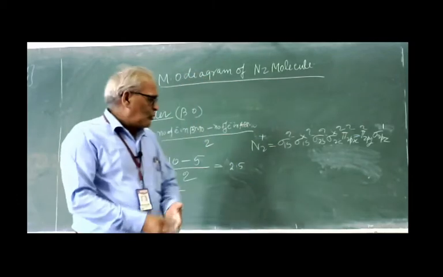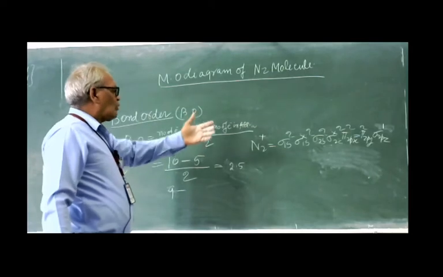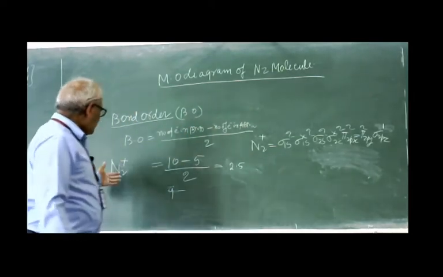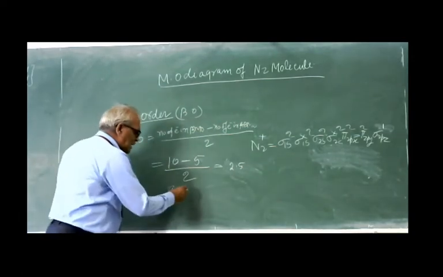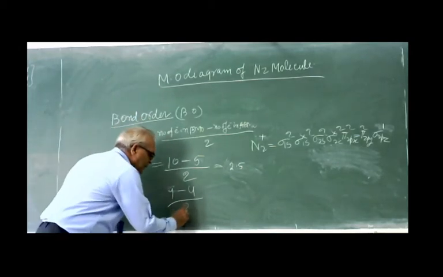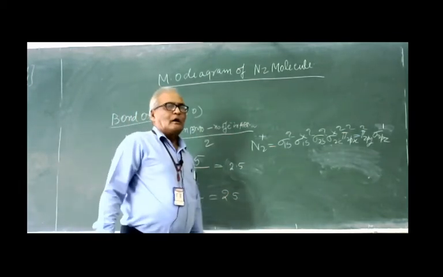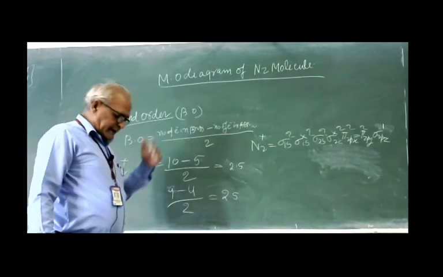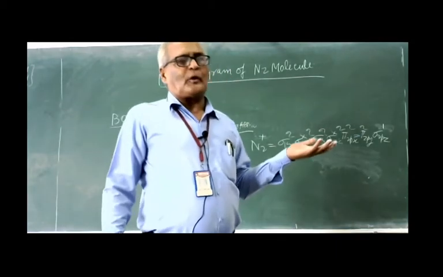So up to now, we have calculated the bond order of the N2 molecule, N2 minus, and N2 plus ion. In case of the N2 plus ion, there are 9 electrons in the bonding molecular orbital and 4 electrons in the anti-bonding molecular orbital. Divided by 2, you again get 2.5 bond. So 2.5 bond is also present in the N2 plus molecule ion. This is a very simple way to calculate the bond order.